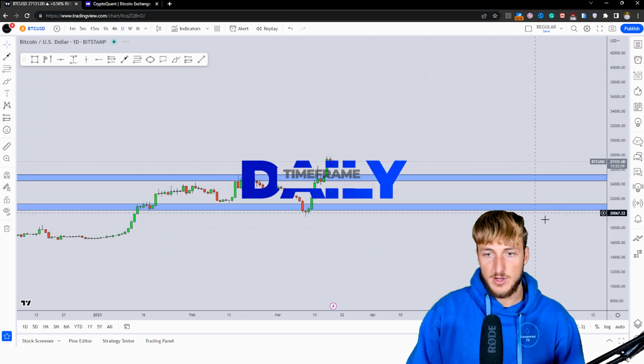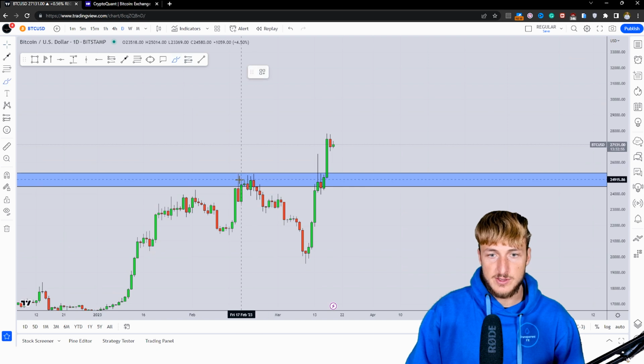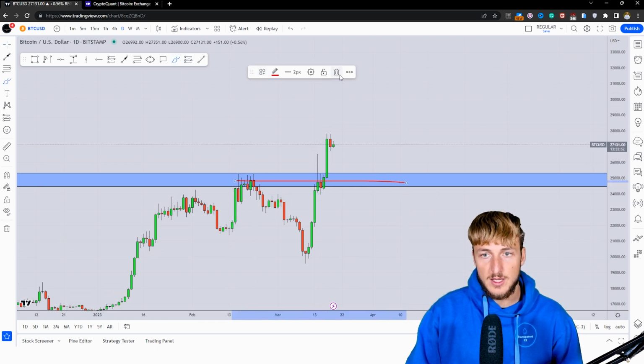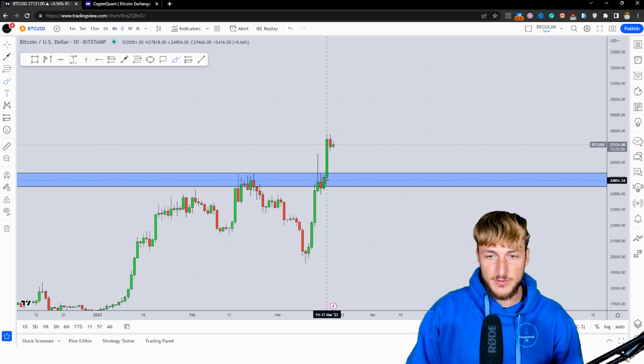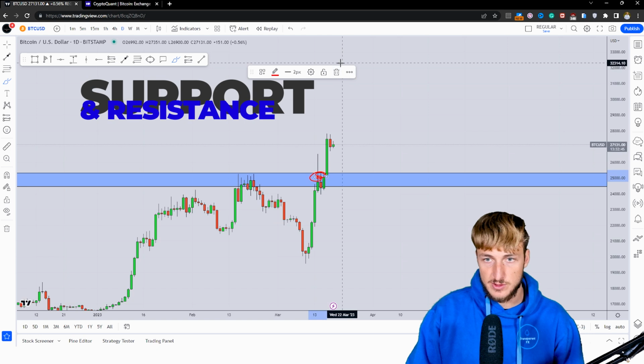Going down on the daily time frame, what we can see is that this level of previous resistance turn support that we have identified here on the weekly is actually lining up perfectly with this red candle here, which is the daily previous resistance turn support.